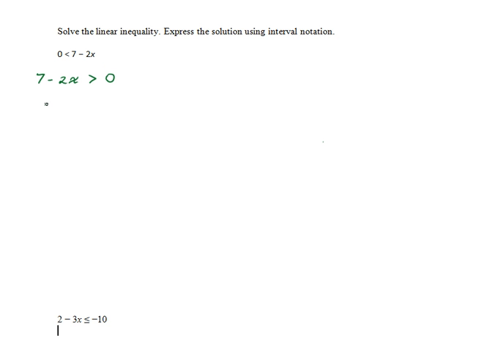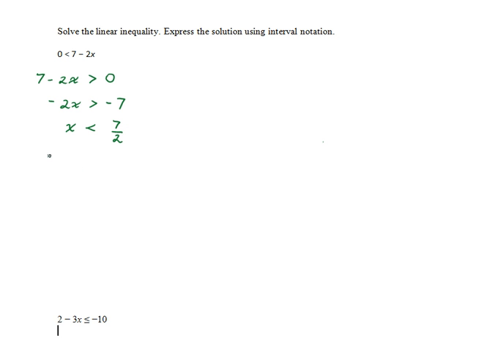I can subtract 7 from both sides to get negative 2x is greater than negative 7. And then when I divide by a negative or multiply, I need to change the direction of the inequality to get an equivalent result. So I'm going to divide both sides by negative 2. That's going to give me x is less than 7 halves as the solution.